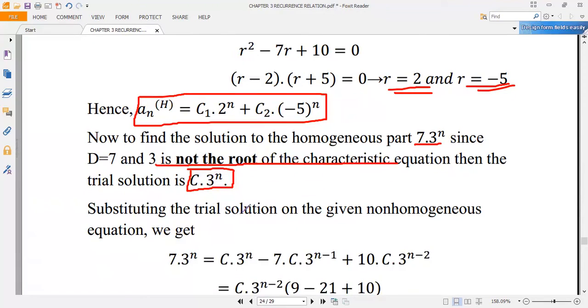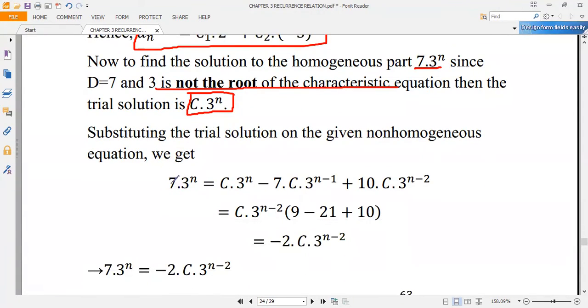Now, substituting this trial solution into the given non-homogeneous recurrence relation, we have the following: 7 times 3 to the power of n is equal to c times 3 to the power of n minus 7 times c times 3 to the power of n minus 1 plus 10 times c times 3 to the power of n minus 2. Now, taking c times 3 to the power of n minus 2 as common, we obtain 3 squared on this one. What's left here when we take c times 3 to the power of n minus 2 as common is 3 squared, which is 9.